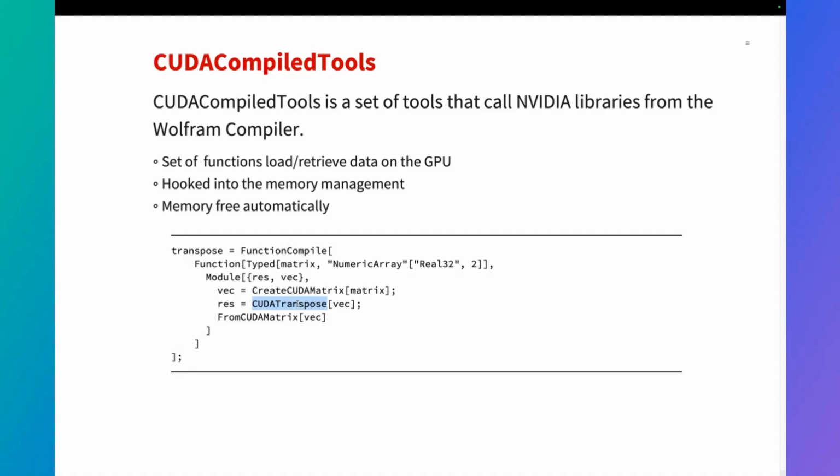And you have different types: float 32 and 64, integer 32 and 64, as well as complex. So you have a framework where you can write code, compile it, and directly use your GPU.